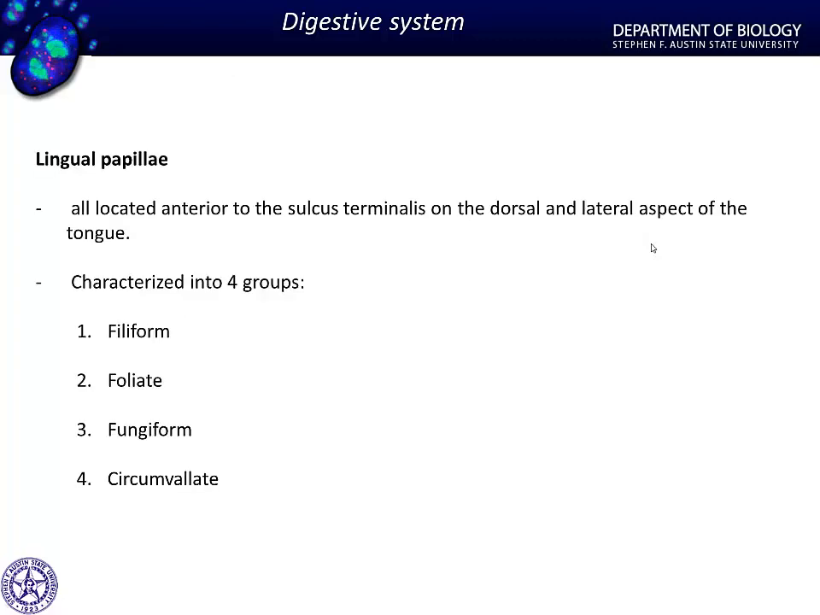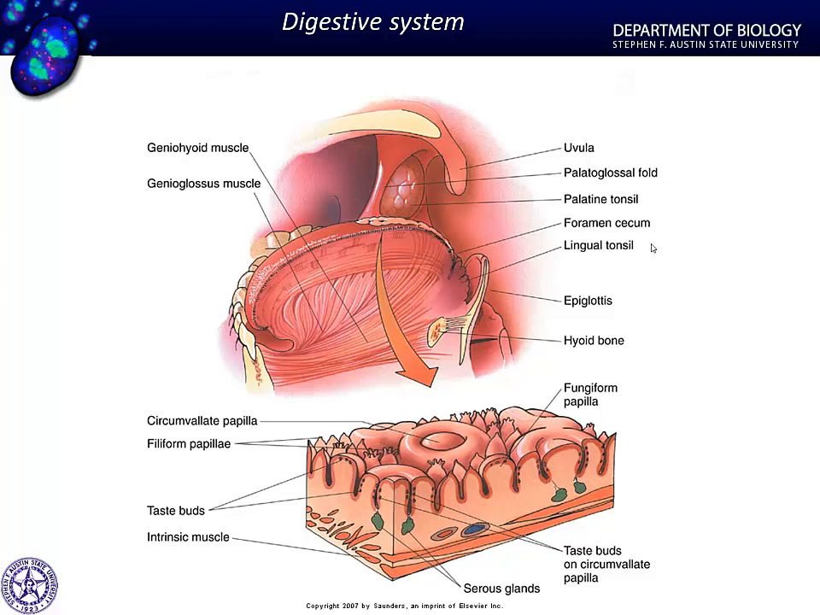Now, these papillae are going to be structures on the surface of the tongue, and some have different functions than others, but they're going to divide into 4 groups based on their histological appearance. We have the filiform, the foliate, fungiform, and circumvallate. And so as we look at illustrations of the surface of the tongue, we can see many of these.